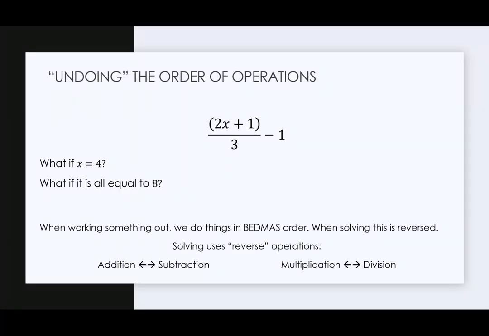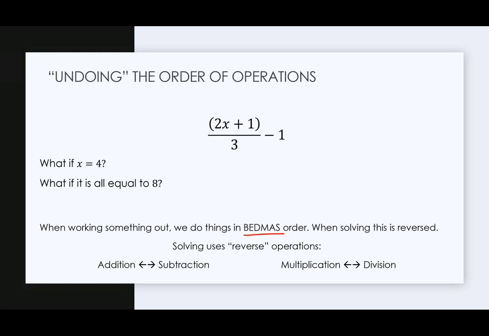To understand this whole process, we need to remember our order of operations, which is BEDMAS. Now, BEDMAS, remember, stands for brackets, then exponents, that's another name for powers, division, multiplication, addition, and subtraction. And we need to do things in that order when working out a problem. So in this case, with this expression (2x plus 1) over 3 minus 1, we're going to work out what this is equal to if x is equal to 4.